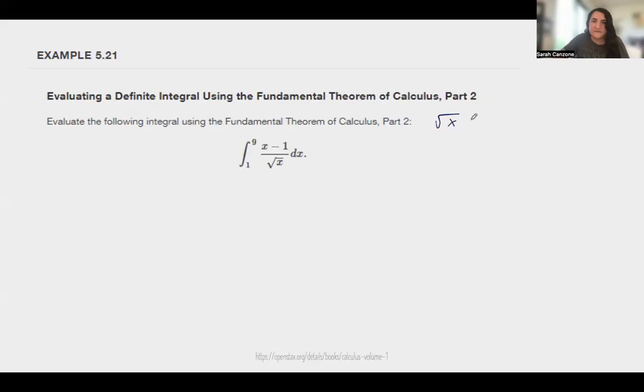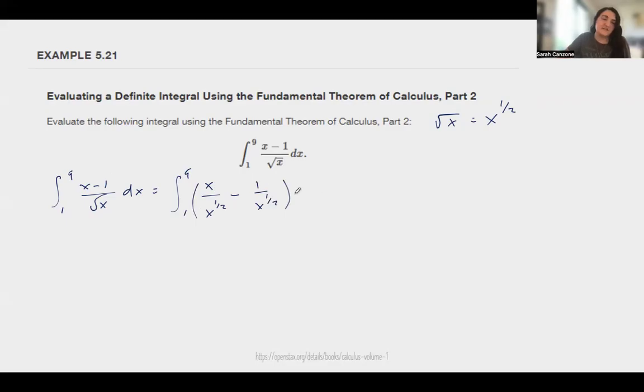Recall that the square root of x is the same thing as x to the 1/2. So what that's telling us is the integral from 1 to 9 of x minus 1 over the square root of x dx is the same thing as the integral from 1 to 9 of take our first term and divide it by this. So I'll say x to the 1/2 minus our second term over x to the 1/2. I'll put big parentheses indicating that we are taking the antiderivative of that entire thing with respect to x. And now I'm going to simplify.